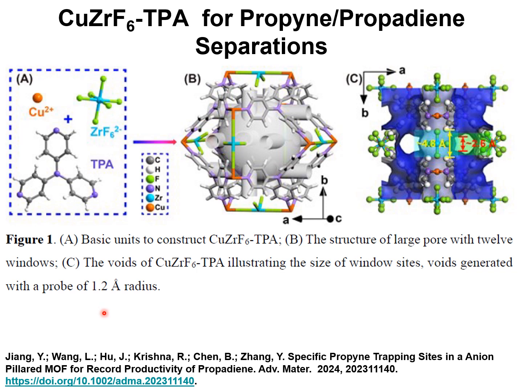This MOF has capacious cage-like pores and specific anionic propyne trapping sites, and this development results in benchmark propyne-propadiene separation. The MOF copper zirconium F6-TPA exhibits excellent water and thermal stability.